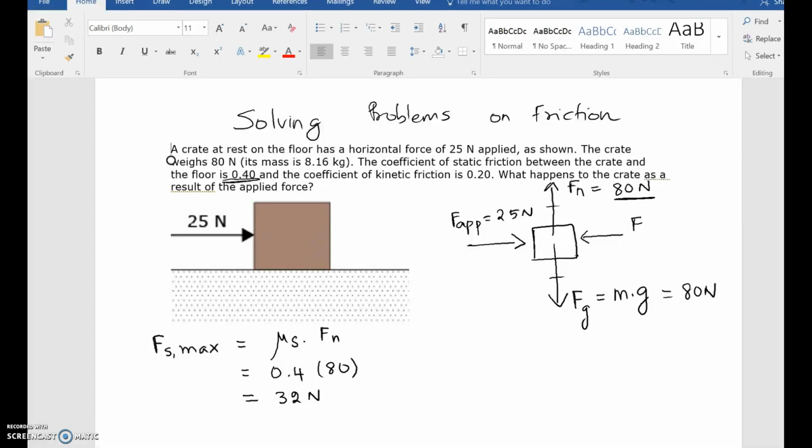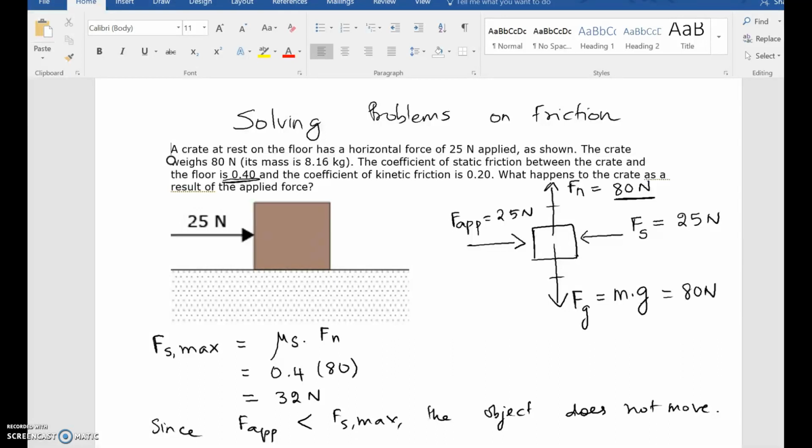So if you apply 25 newtons, it is not going to move. Since your applied force is less than Fs max, the object does not move. But if the object doesn't move, what is the friction in the system? Well, if it doesn't move, that means it's in equilibrium. So the friction is just enough to cancel the applied force. And since it is not moving, you label this as static friction. So Fs is just 25 newtons.